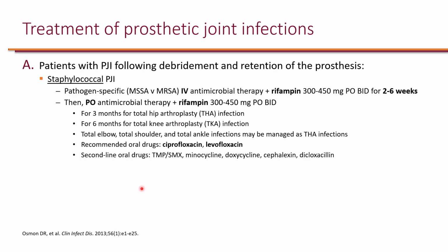And for this phase, we want antimicrobials that are extremely bioavailable. So fluoroquinolones are by far the most bioavailable antibiotics. So ciprofloxacin or levofloxacin would be the drug of choice. Now, this is assuming that the culture results show susceptibility, so they must be susceptible. So sometimes ciprofloxacin is not excellent for MSSA. Levofloxacin is more likely to have coverage against MSSA. And then second line agents include trimsulfa, minocycline, doxycycline, cephalexin, and dicloxacillin.